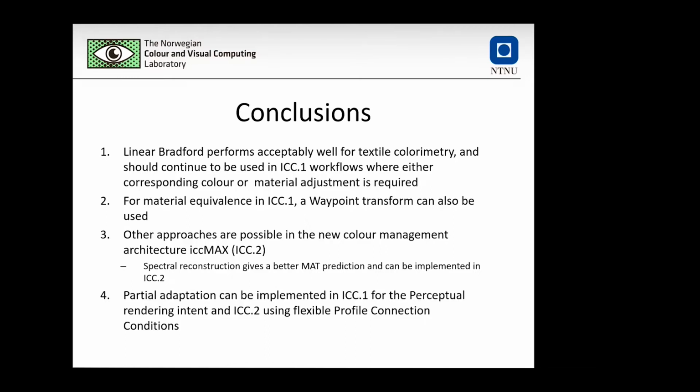We've seen that we can do lots of other things with the new color management architecture, iccMAX. That would be another talk really to go into that in more detail. We've also seen that if I want a material adjustment transform, then spectral reconstruction is the best way to go, and I can do that quite straightforwardly in an ICC profile. Finally, I've shown that the partial adaptation approach could be implemented in ICC.1 in the perceptual rendering intent. You can also do it in ICC.2, either using the flexible profile connection conditions, or externally in the CMM as shown in the technical note.